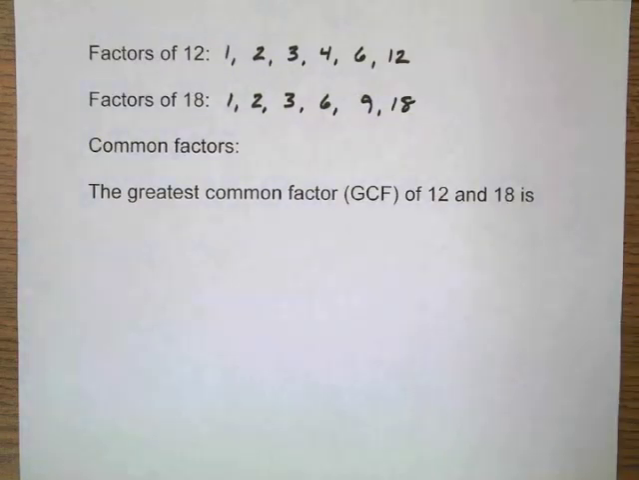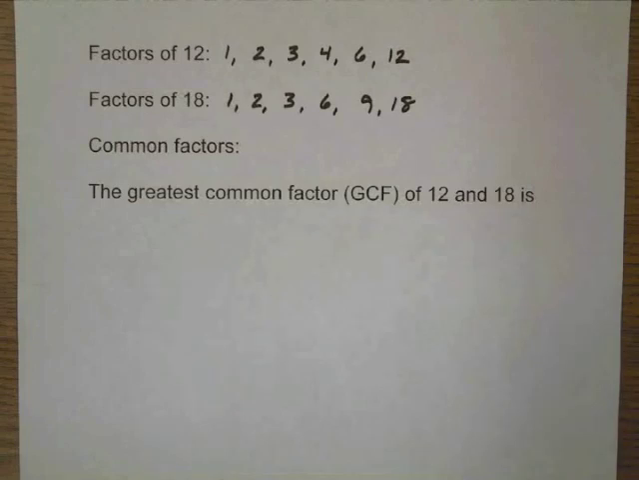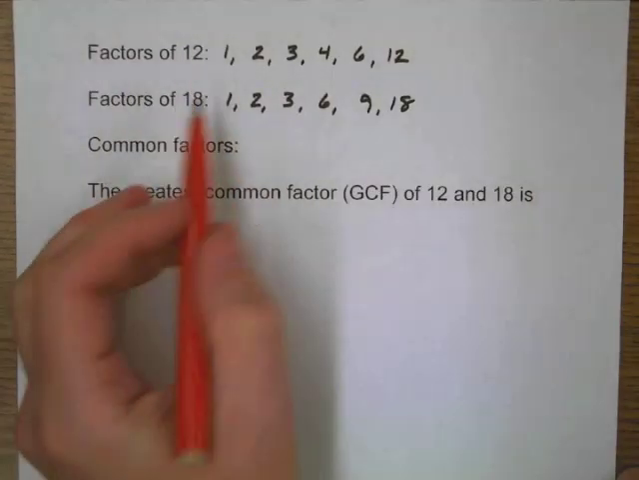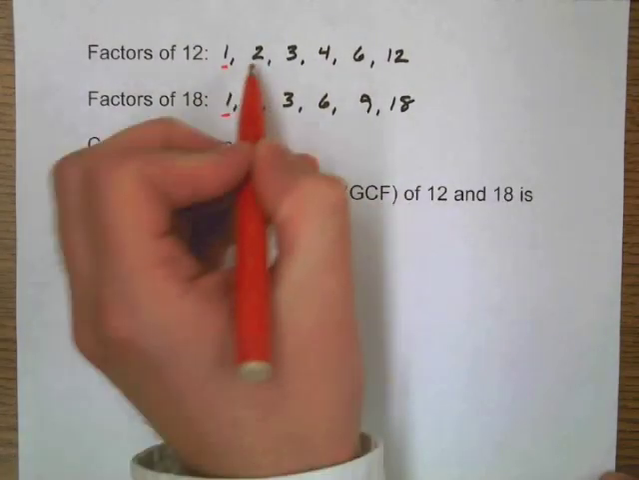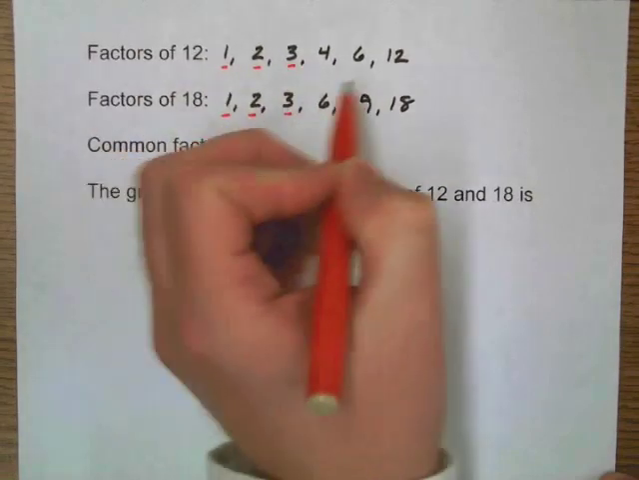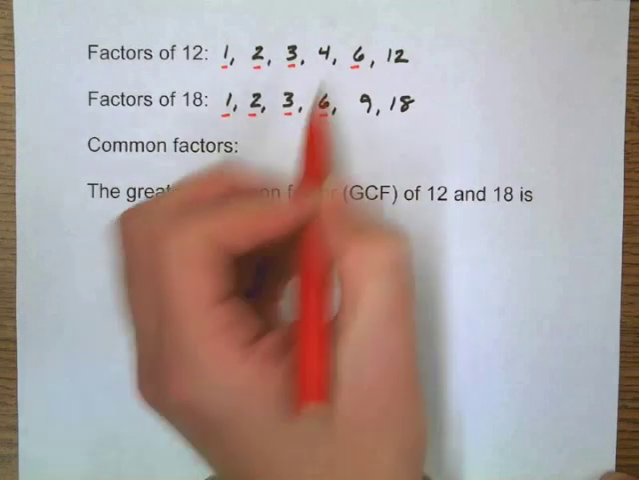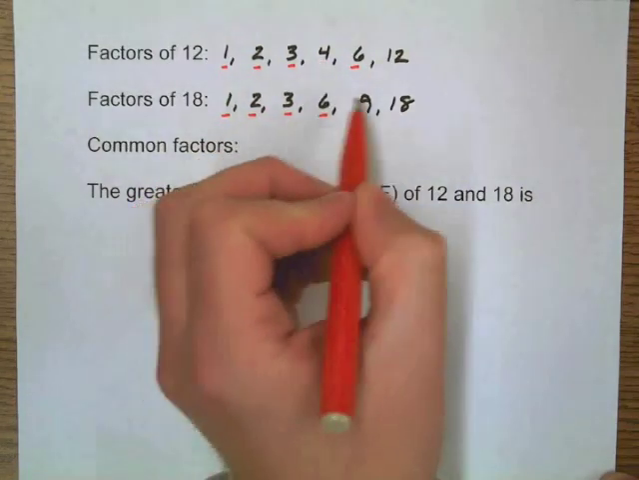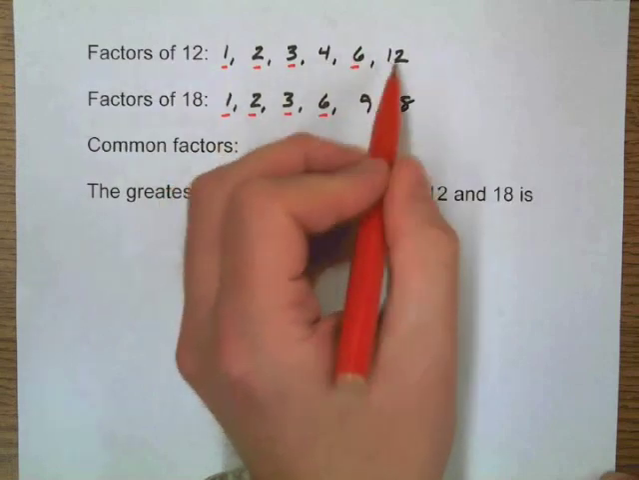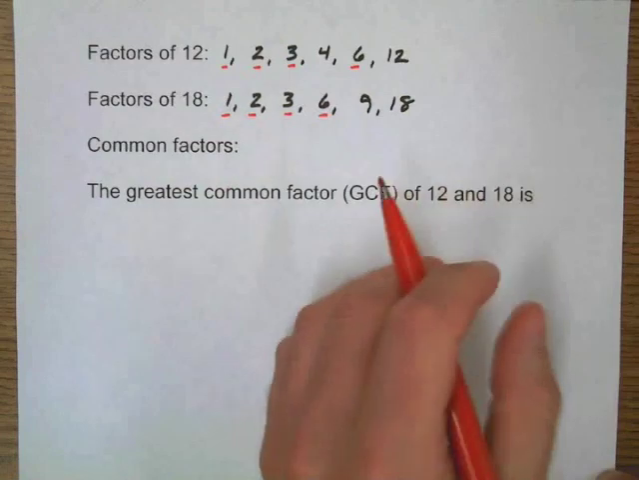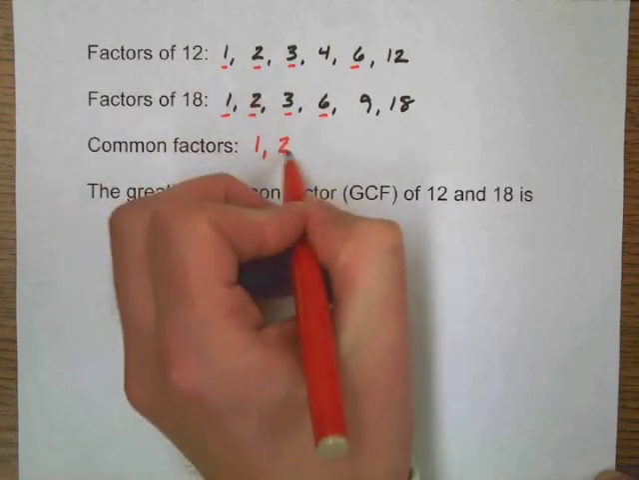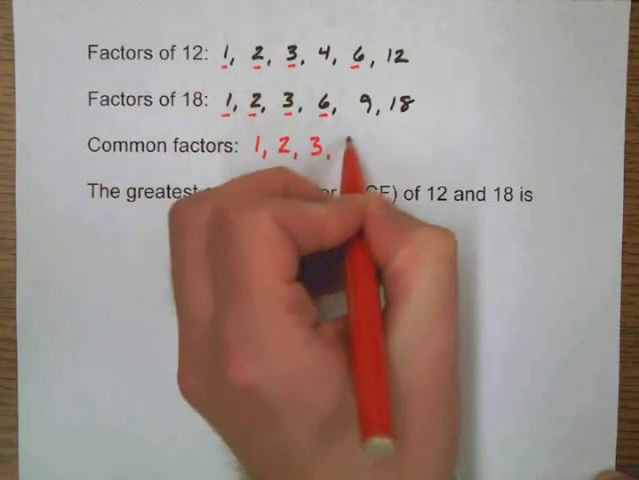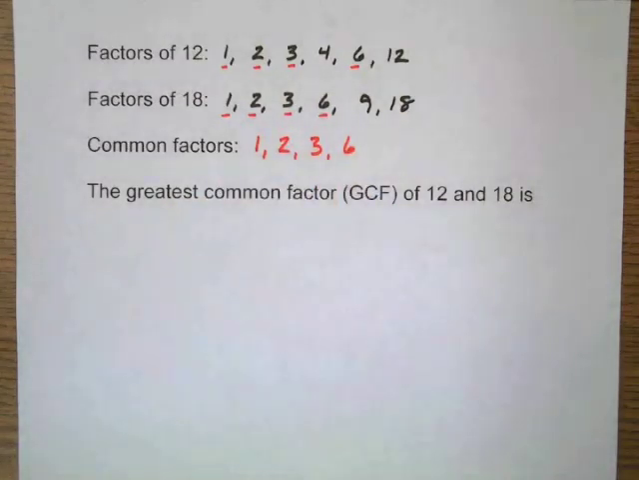Well, some of those factors, 12 and 18 have in common. In other words, the same numbers show up in both lists. And those numbers include 1, 2, 3, and 6. 4 only shows up here, not here. 9 only shows up here, but not here. And same with 12 and 18, they only show up in one place. So I can list the common factors: 1, 2, 3, and 6. So those are the factors that 12 and 18 have in common.